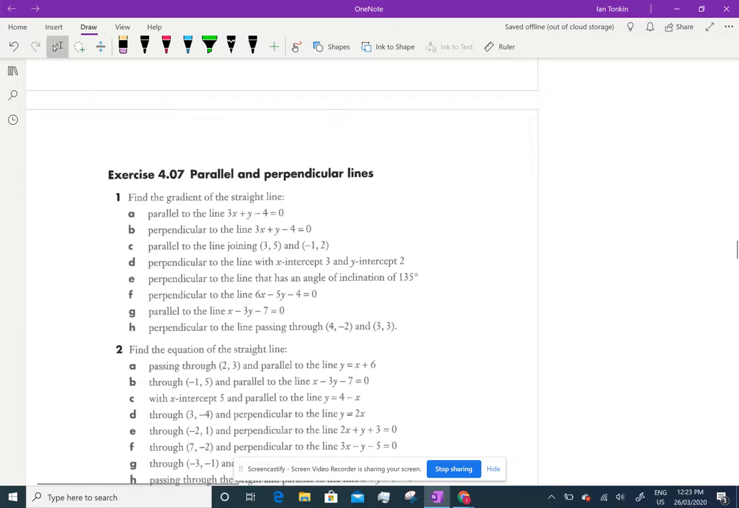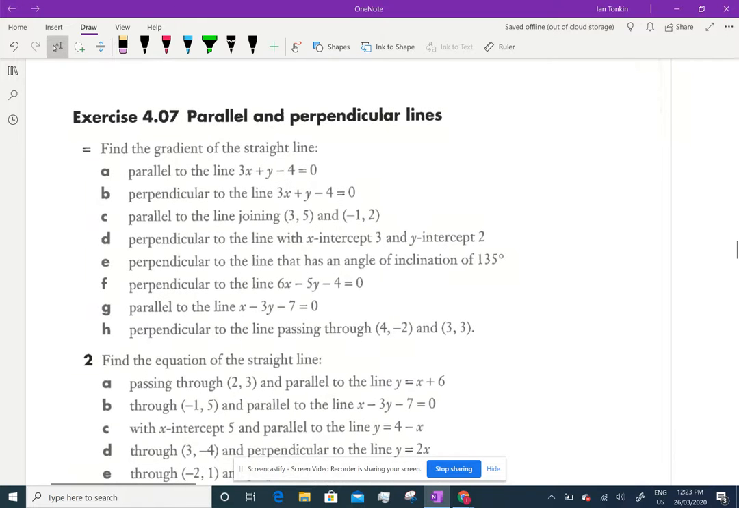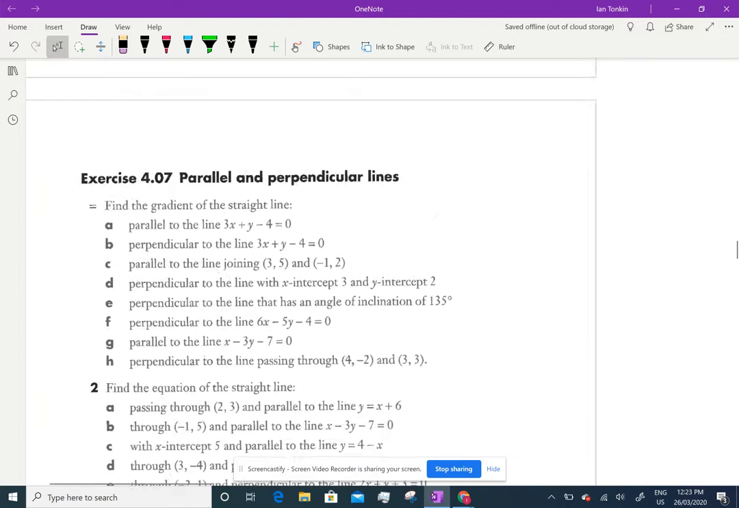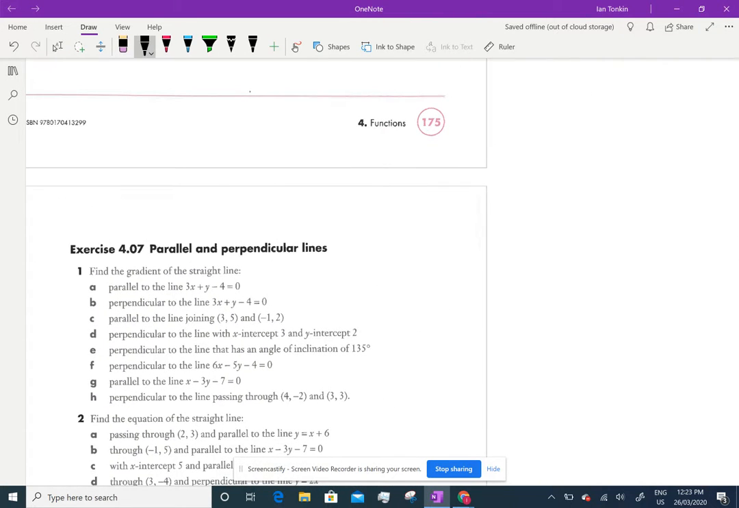Let's go down here to 407, and they're asking you to find the gradient of the straight line. All you've got to do is find the gradient, and they're going to be parallel and perpendicular. So I'll do a couple of these. Here's the first one, 1a, and we've got 3x plus y minus 4 equals 0.